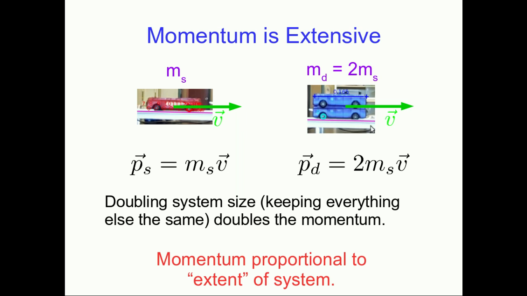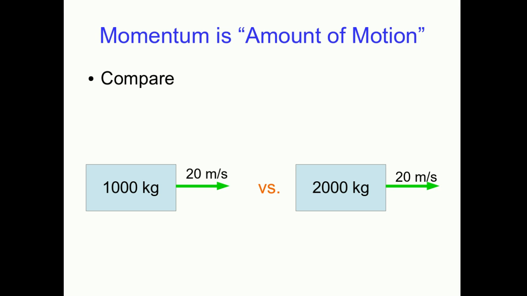And so the momentum is proportional to the extent, the size, of the system, and therefore it's an extensive quantity. To get an intuitive idea for the meaning of momentum, let's compare some similar situations. Here we have two objects, let's say they're cars, and they're moving at the same speed, but one has twice the inertia of the other. And here's a vague question. Which of these two situations has more motion?